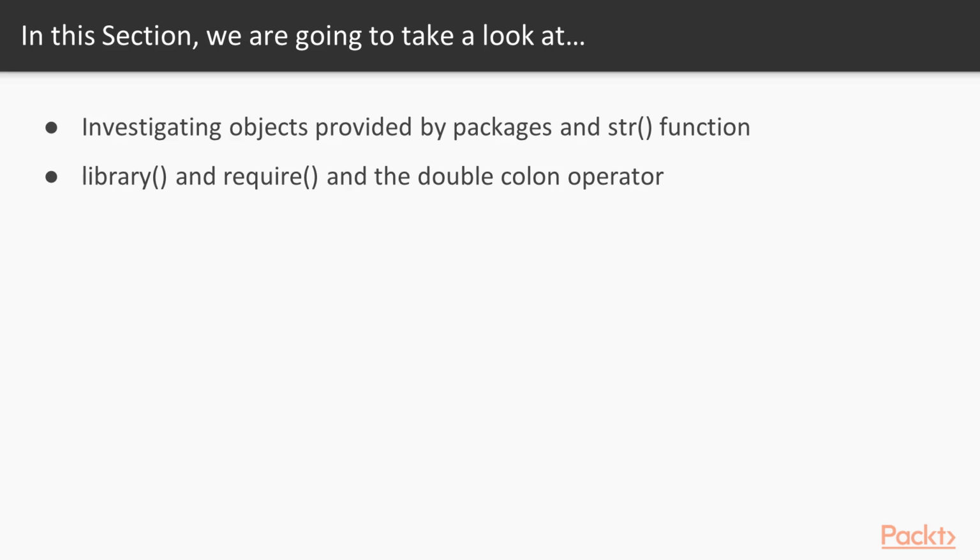This might be because the package is poorly documented, because it contains a bug, or simply because the package author didn't anticipate it being used the way you want to use it. The two videos in this section are all about practical methods for dealing with packages that don't quite do what you want them to. We'll begin by learning how to investigate the objects produced by package functions, and in particular about the str function. In the second video, we'll look at the library and require functions, and how to use the double colon operator to remove ambiguity when calling functions provided by other packages.